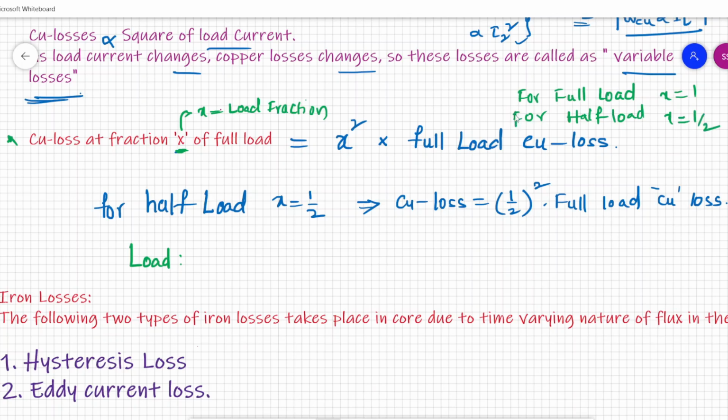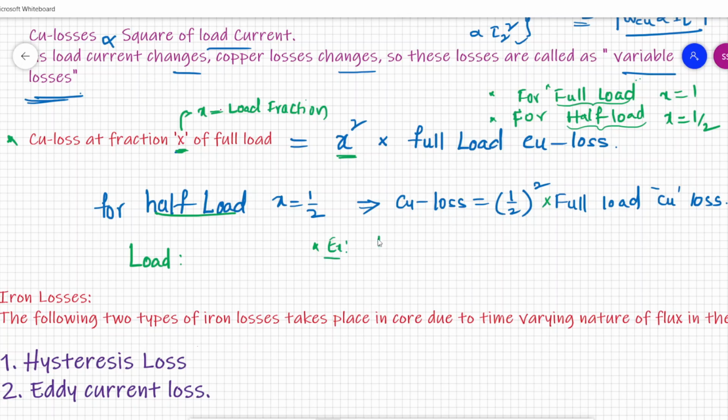The transformer will have nameplate details on which it is mentioned that this transformer is useful up to this extent of power only. That is what full load is. This transformer is capable of delivering this much load, the maximum load that can be applied to the transformer. That is called full load. So on full load, x equals 1, and for half load it is 1 by 2. Copper loss at a fraction x of full load is given as x square times the full load copper loss. For half load, x is 1 by 2, so copper loss will be 1 by 2 whole square into the full load copper loss. To understand this, let us take one simple example here.